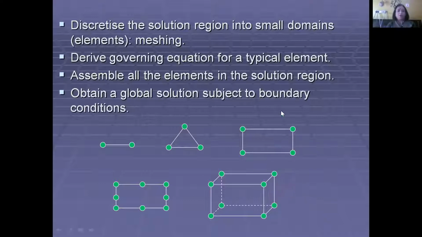Right now, we are going to concentrate on the one-dimensional problem. So we will talk about only the two-noded linear elements. So this is about discretization of the space only.